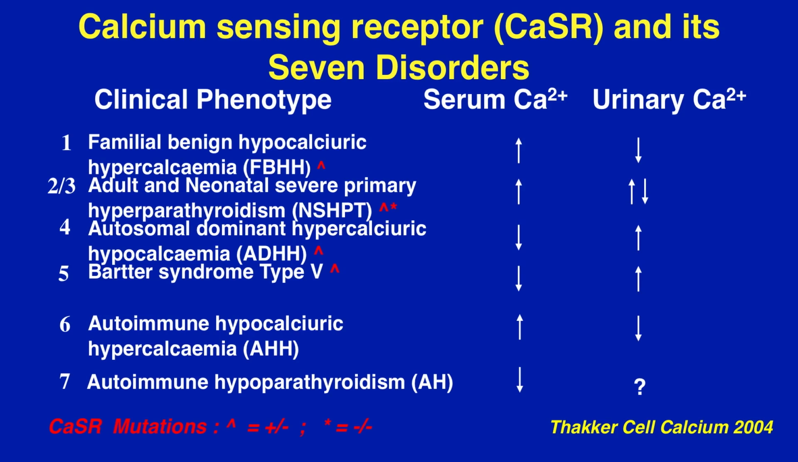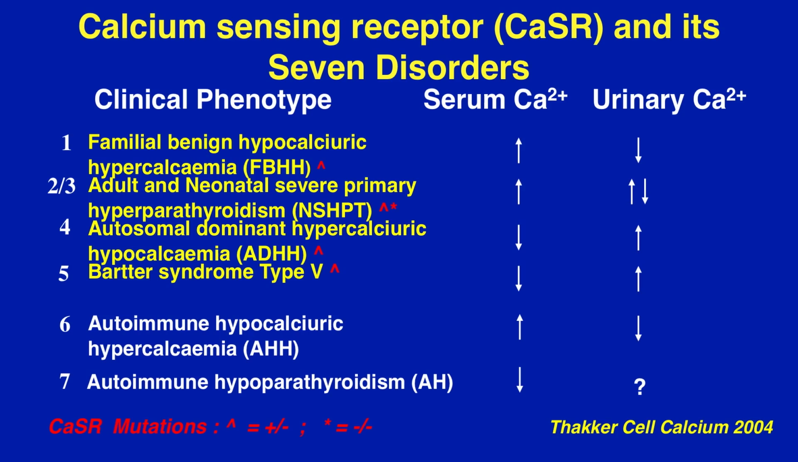You can also get autoantibodies against the calcium-sensing receptor, and these can be activating or inactivating autoantibodies, and you can get forms of autoimmune hypocalciuric hypercalcemia or autoimmune hypoparathyroidism. So there are at least 7 phenotypes here with 1 receptor, and I can also tell you some other ones where people have mutations that are completely normal as well. So the spectrum is expanding. So it is really the Henry VIII of receptors.